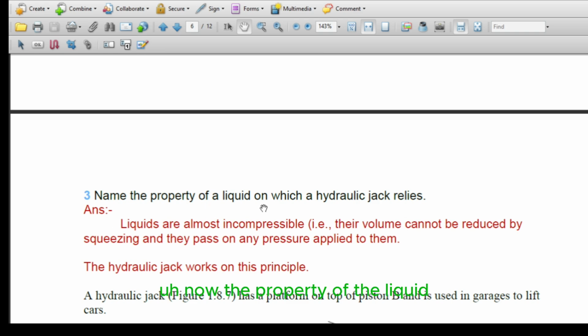Now the property of a liquid on which a hydraulic jack relies. Liquids are almost incompressible. The volume cannot be reduced or squeezed, and they pass on any pressure applied to them. The hydraulic jack works on this principle. So hydraulic pressure works on this principle because of the incompressibility of the liquid.